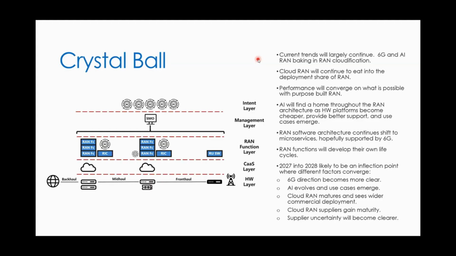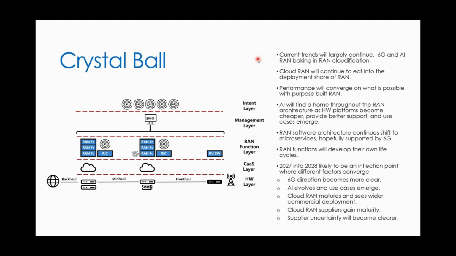I think 6G is going to accommodate this a bit more out of the gate, which will make that transition easier. And because of that, you're going to see RAN functions that start to develop their own life cycles, as these individual components are going to be more isolated. You can update them independently and so on. So I think you're going to see that shift instead of having to do these monolithic upgrades. And I think 2027 into 2028 is probably where you're going to see a lot of that acceleration.